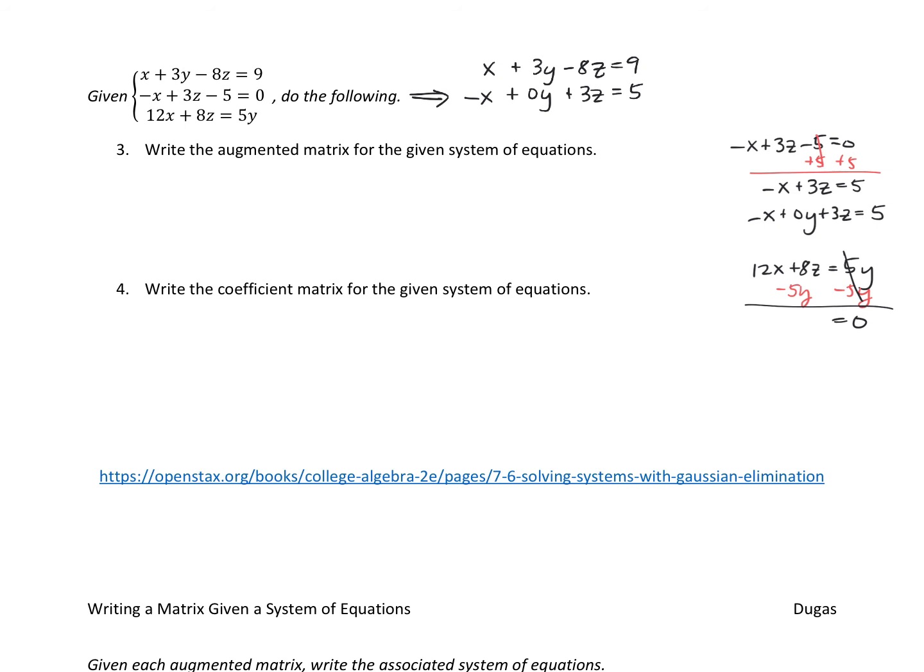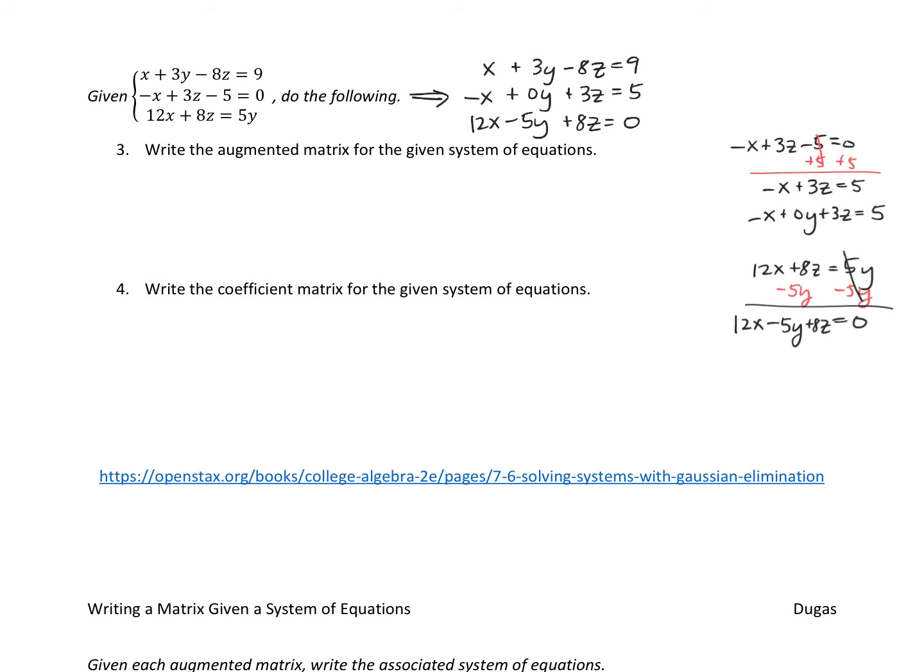And then we want to put these variables in order. I usually do alphabetical order, so x, y, z. That's kind of traditional, but you just have to make sure they're all in the same order for sure. So 12x minus 5y plus 8z equals 0 is the third equation. So now all three equations are in standard form.